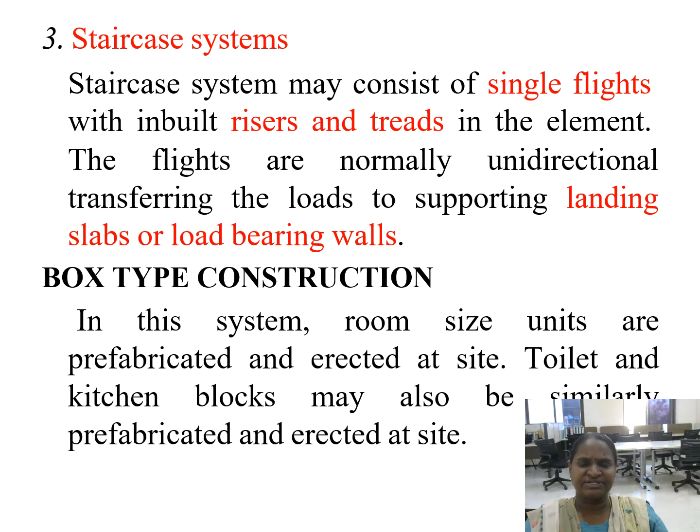The staircase system may be a single flight with inbuilt risers and treads in the elements. These flights are normally unidirectional, transferring the loads to the supporting landing slabs or load-bearing walls. Another one is box-type construction. In this system, room-size units are prefabricated and erected at site. Toilet and kitchen blocks may also be similarly prefabricated and erected at site.